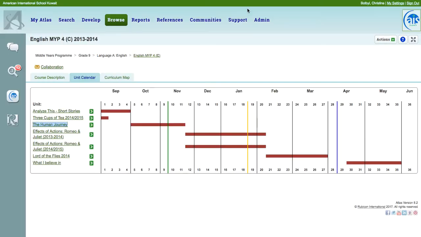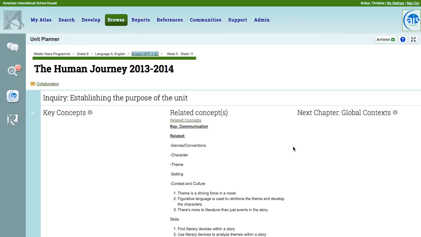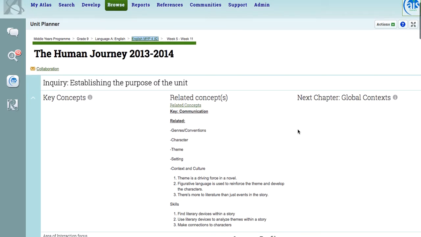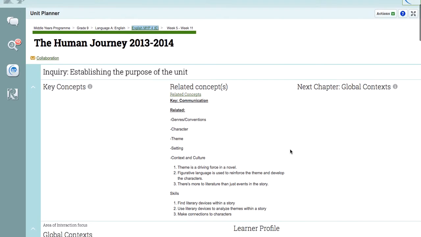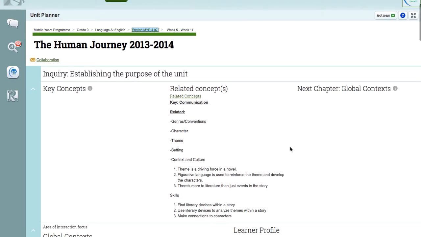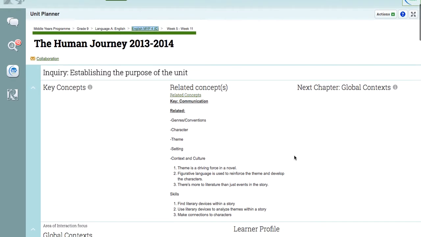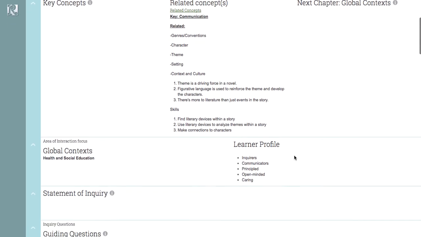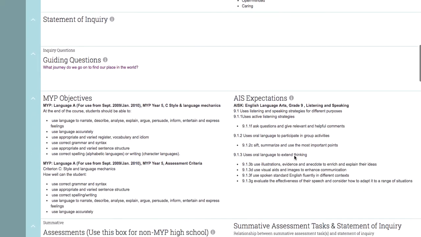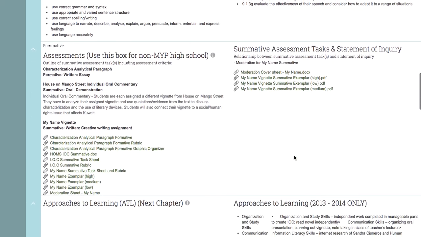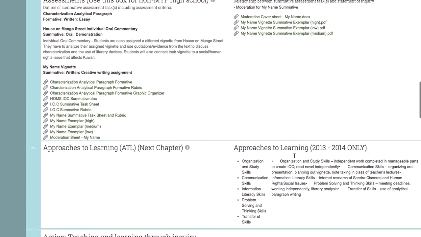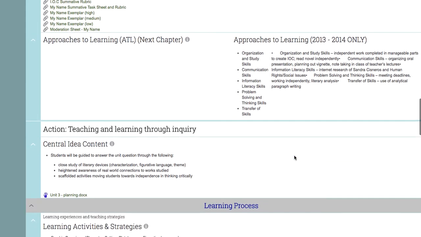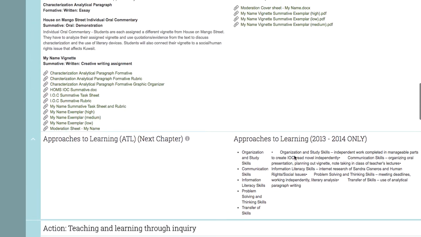And then, last but not least, in their 2013-14, there's this unit called the Human Journey. In the Human Journey, we see that the unit planner is now the equivalent of what we know as the Next Chapter MYP. And there is still House on Mango Street resources and activities in this unit.